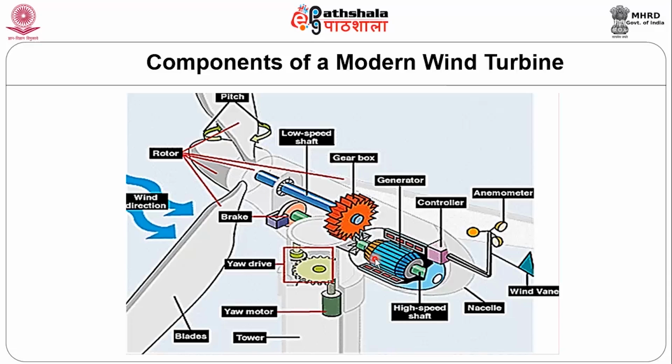This is the generator, and the generator will have a high speed shaft here at about 1500 RPM. From the rotor shaft we get about 200-300 RPM, and it is stepped up through the gearbox to about 1500 RPM. The generator generates the electricity which is given to the grid. This is the low speed shaft, and this is the high speed shaft, and it has various components. Here we have the anemometer to measure the wind velocity, and this is the wind vane, and it helps to identify the direction.